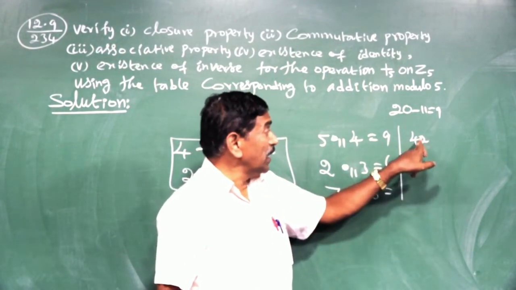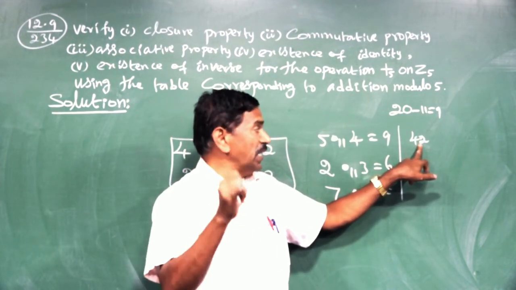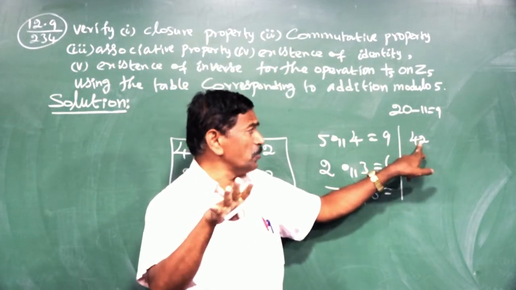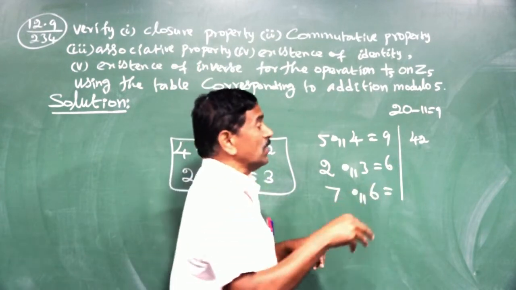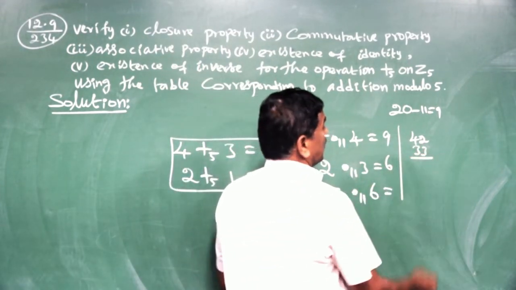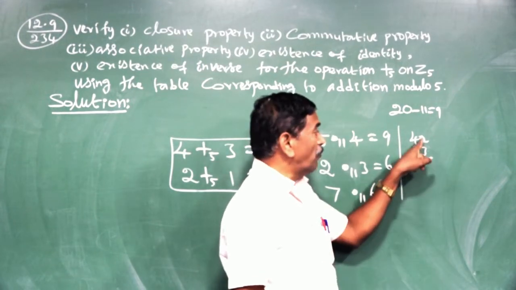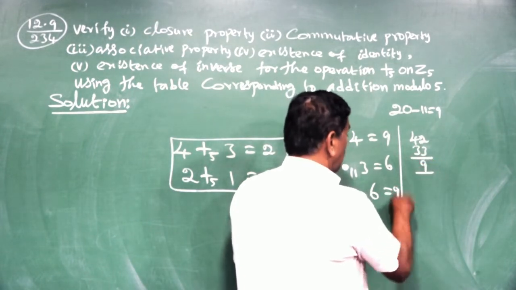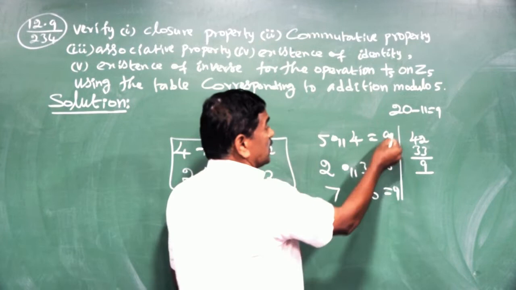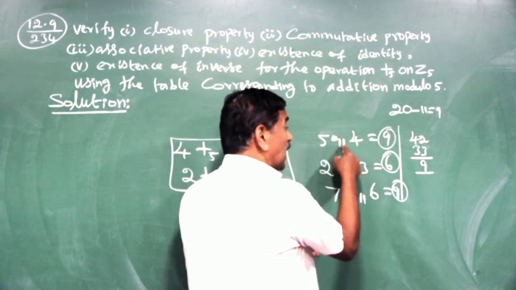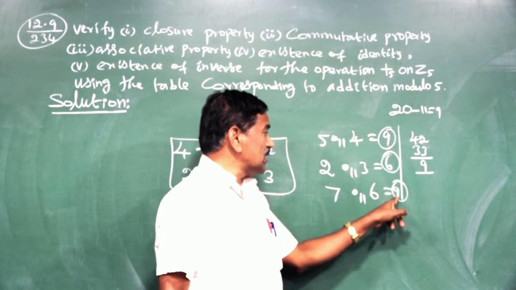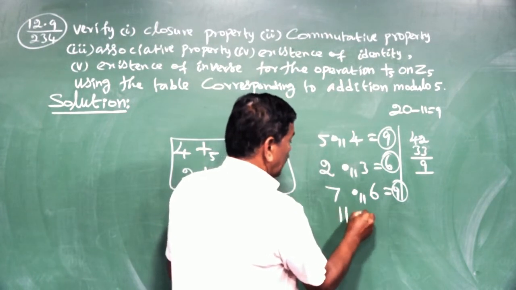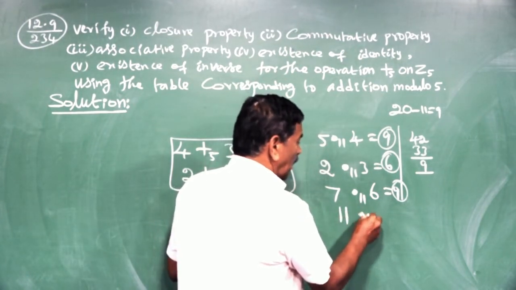Can you tell me the nearest multiple of 11 here? Yes, 1 11 is 11, 2 11s are 22, 3 11s are 33, 4 11s are 44. 44 is more than 42, so 3 11s are 33. Now subtract, what is your answer? 42 minus 33 is equal to 9. So your answer will be 9. Also consider that your answers must be less than 11. That is the technique.